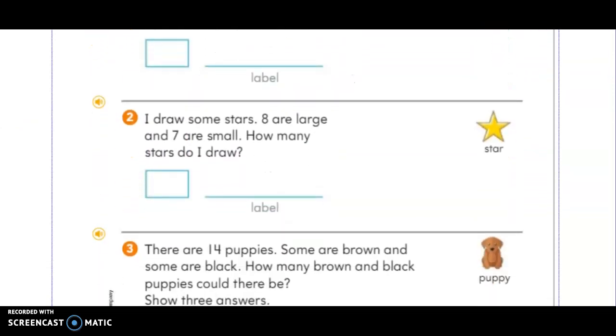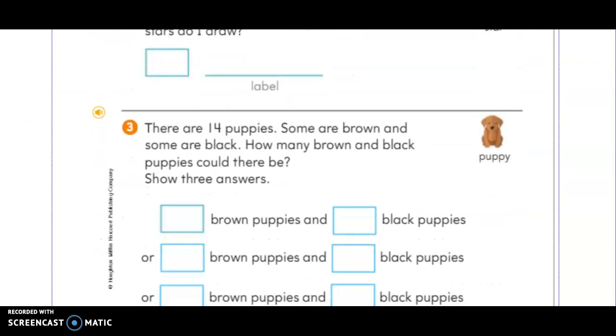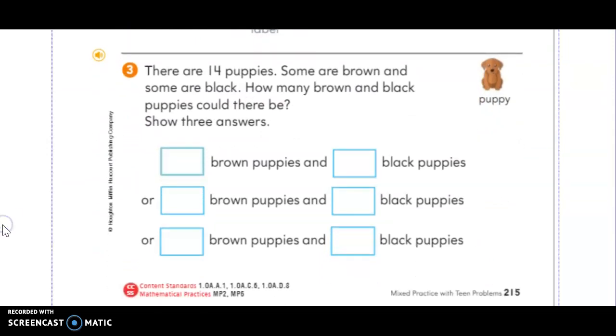So number 1 and number 2 are standard word problems. Number 3 is going to be just like what we talked about when both of the partners are unknown. So like in the last one we used 11, so now it's 14. So when you look for brown puppies and black puppies, you are going to use partners of 14, any partners of 14. So you just have to pick 3 of them.